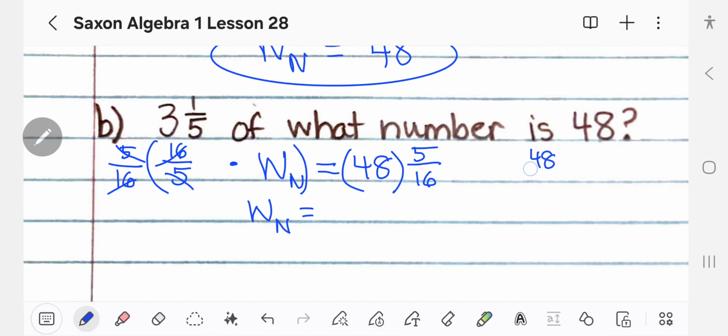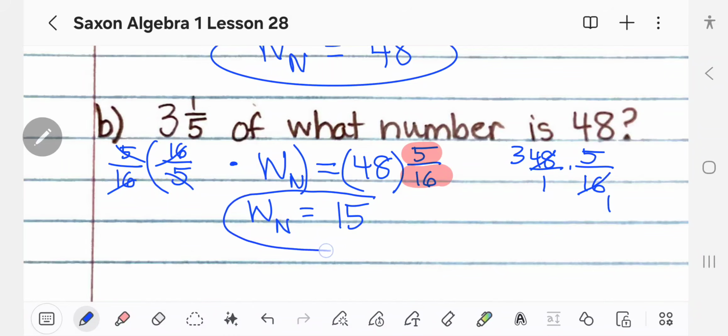Now, if I do 48 over 1 times 5/16, or you could think of it the way I told you earlier, you're dividing by 16. 48 divided by 16 is 3, and then times 5 is 15. Let me show you how to do that here. 3 times 5 is 15. So for B, our answer is 15.